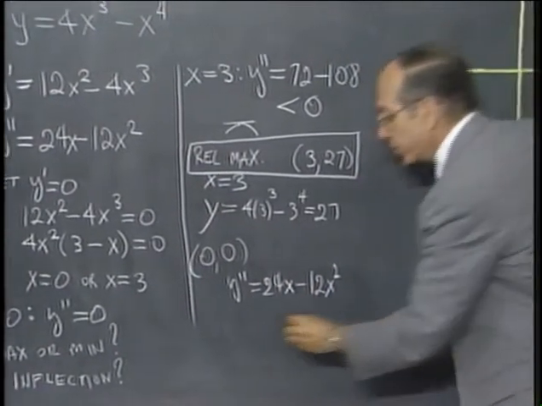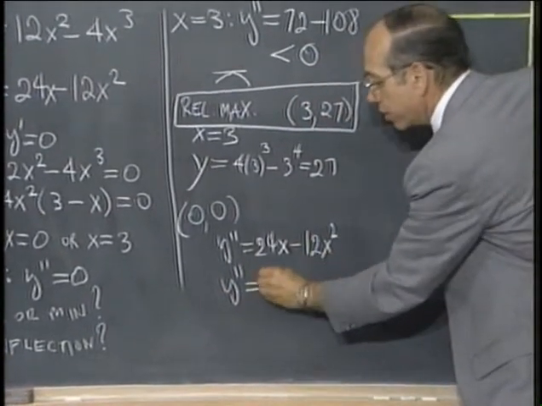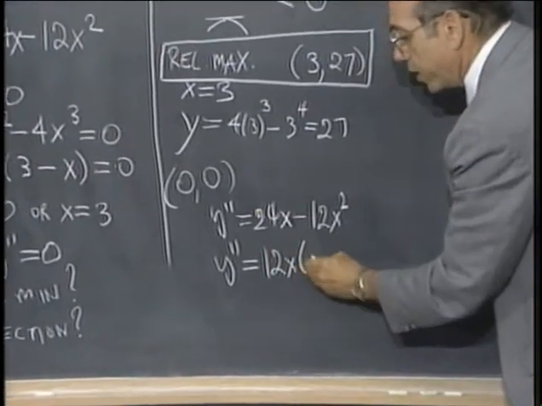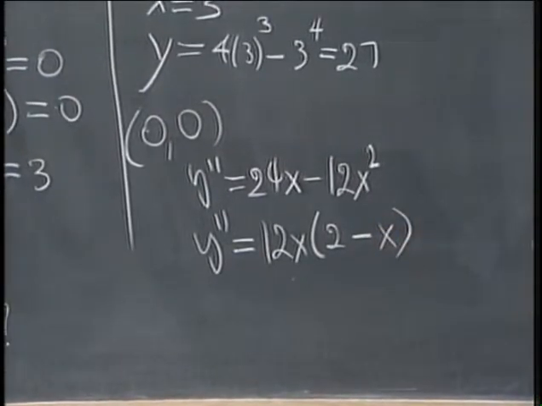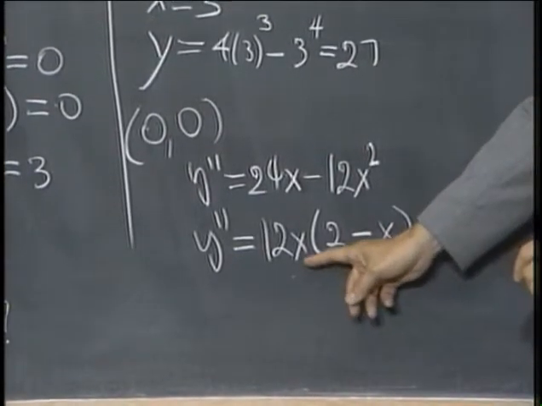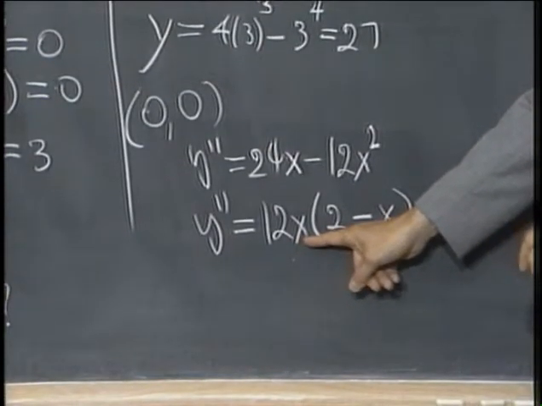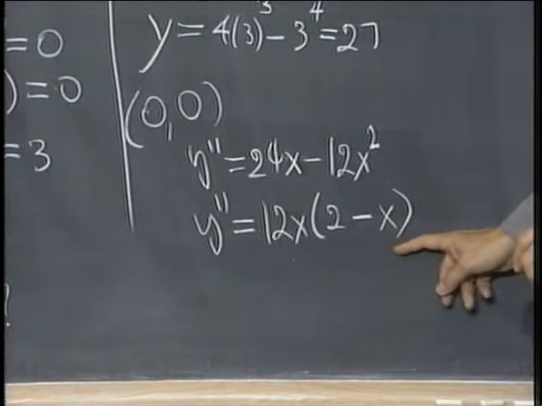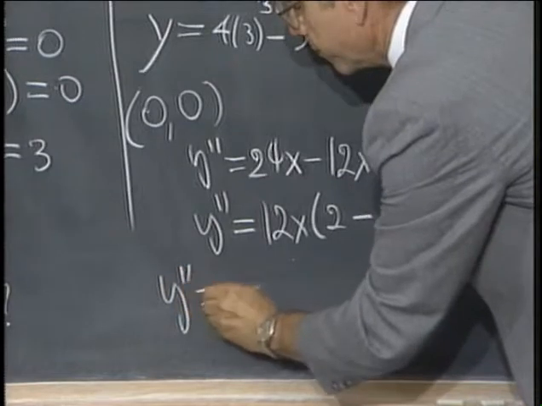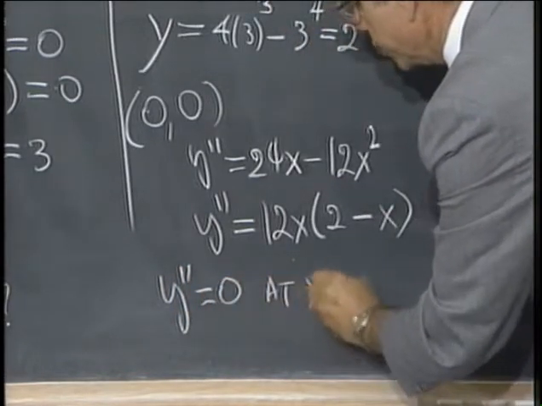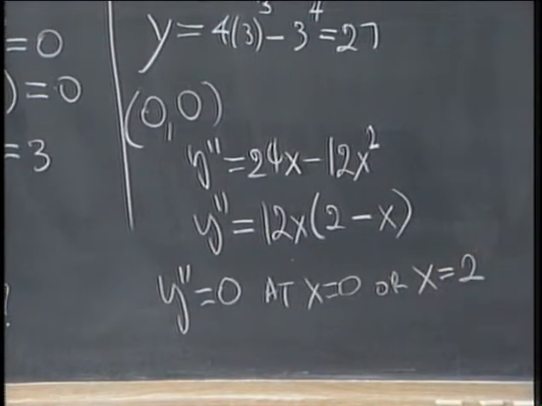Let's factor that. How can I factor this? I have a common factor of 12x. So I have y double prime equals 12x times (2 minus x). And now I can see in this form that the places where y double prime could be 0 is at x equals 0, which we already found, or at x equals 2. All right? So y double prime equals 0 at x equals 0 or x equals 2.